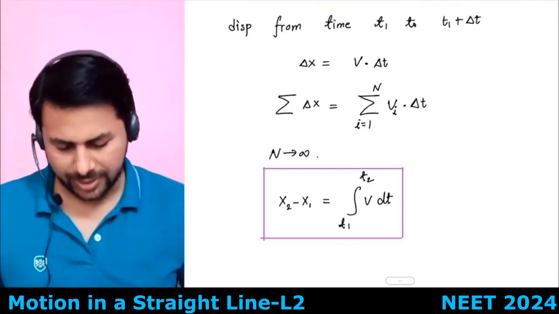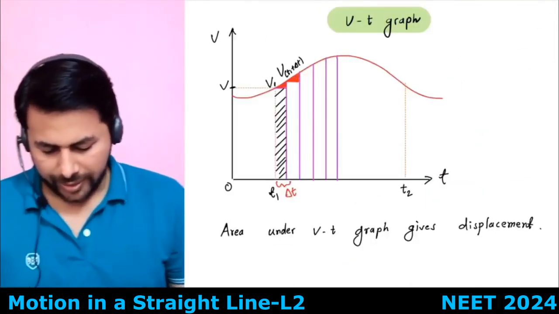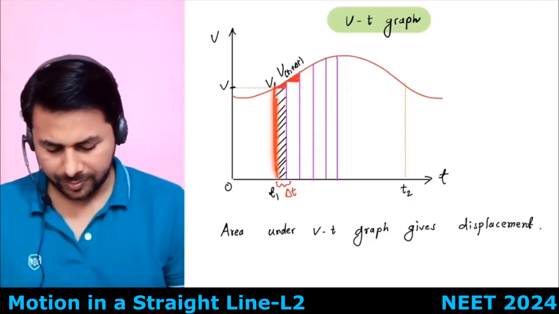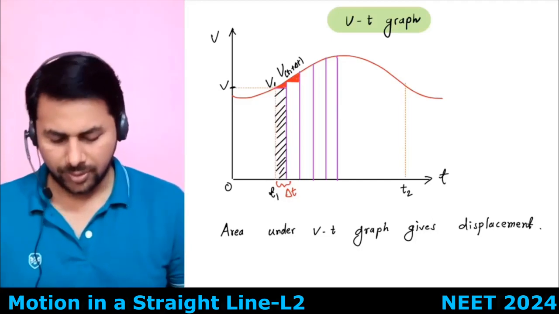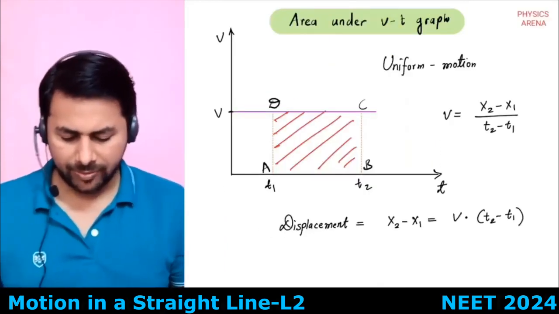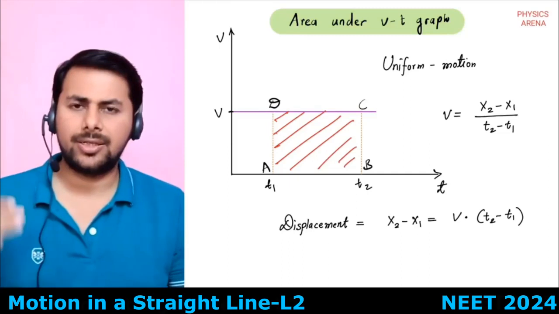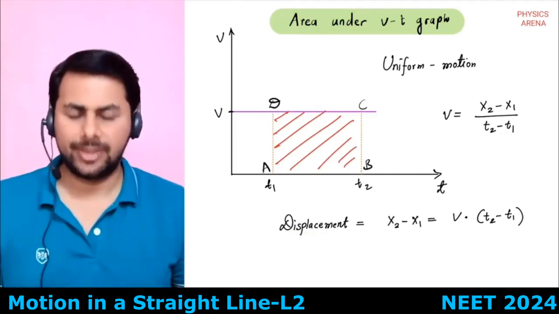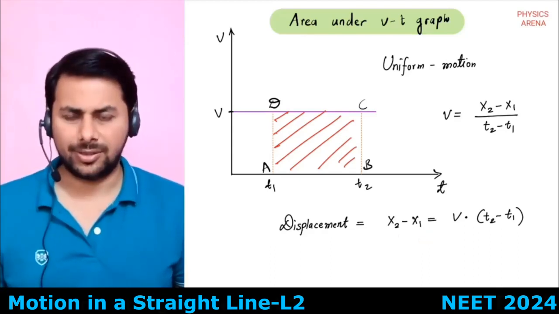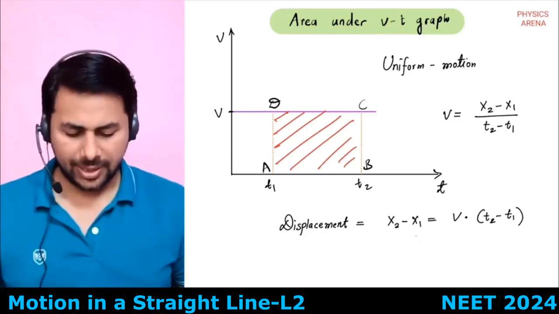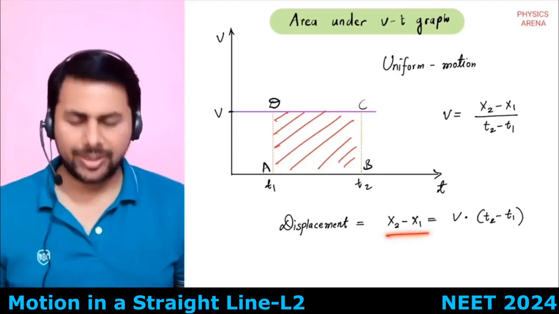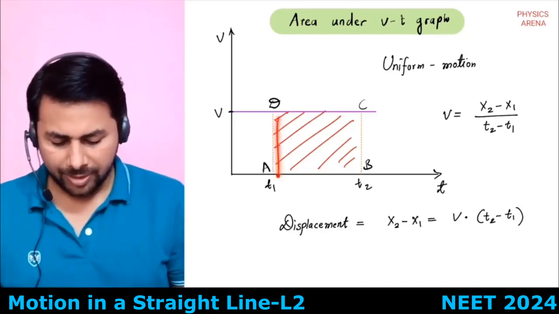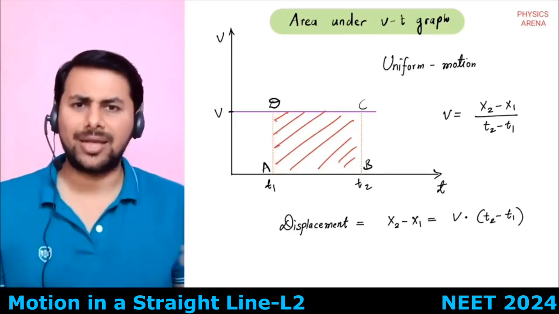Suppose this time is t1. Let us start from here. We know what the area under the velocity versus time graph gives me. It gives me displacement, the change in position, right? We know this. The area under the velocity versus time graph gives displacement.